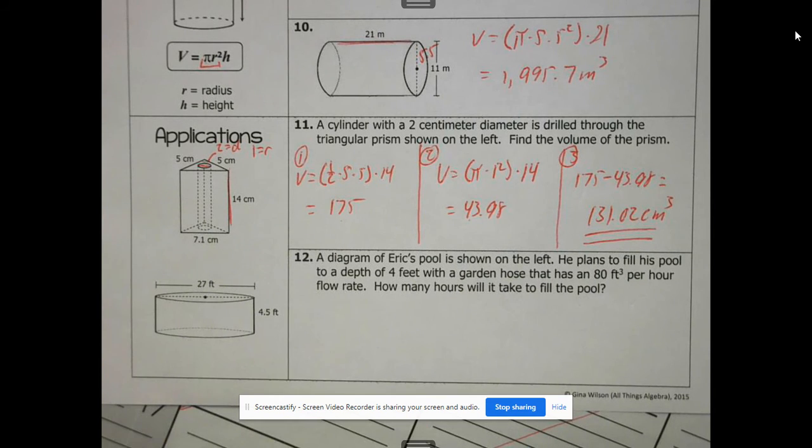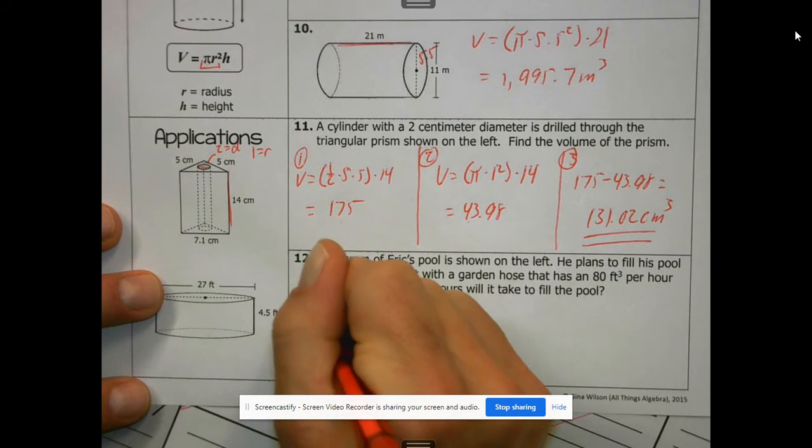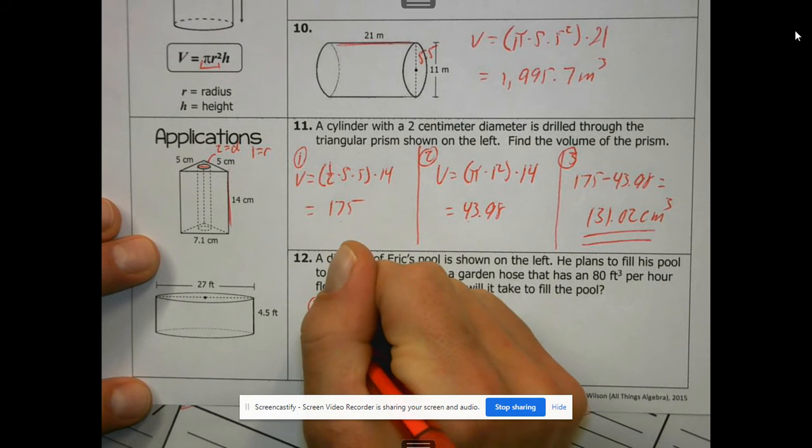Last one. Diagram of Eric's pool is shown on the left. He plans to fill his pool to a depth of 4 feet with the garden hose that has an 80 cubic feet per hour flow rate. How many hours will it take to fill the pool? Well, first we got to find the volume of the pool. So first step, find volume of pool.